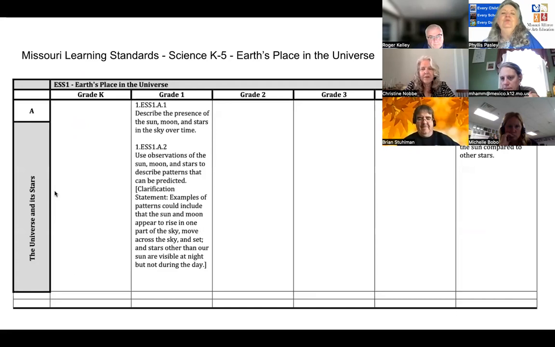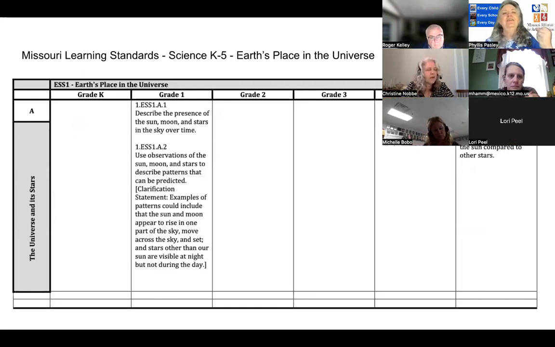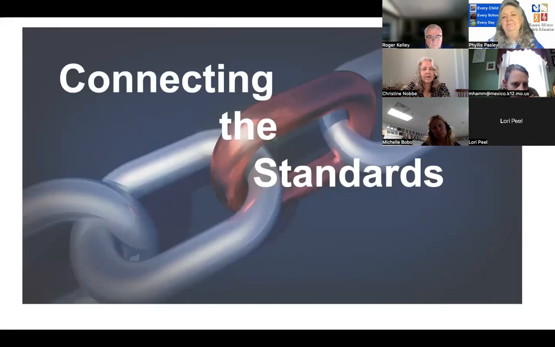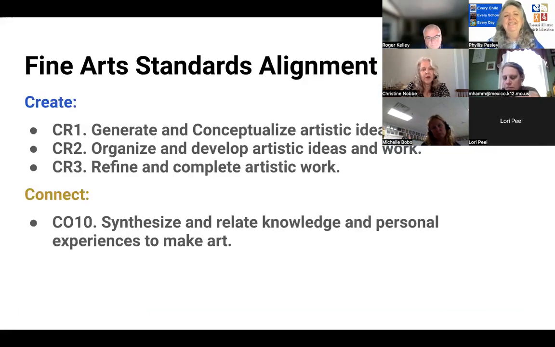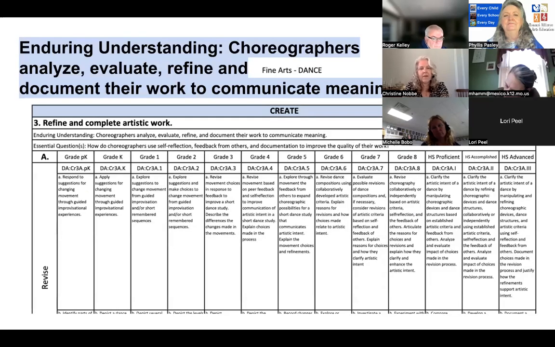So here's another little brain teaser. As you're looking at the presence of the sun, moon, and stars in the sky over time, can you think of a way, if you are working on this in a classroom, that learning and understanding of that might be shown through movement? Connecting the standards again, the create ones that we mentioned earlier, plus synthesize and relating knowledge to make art. And in this dance, choreographers analyze, evaluate, refine, and document their work to communicate meaning as they're refining their artistic work.